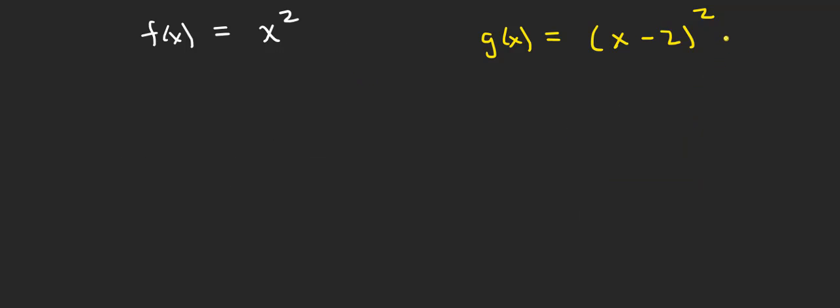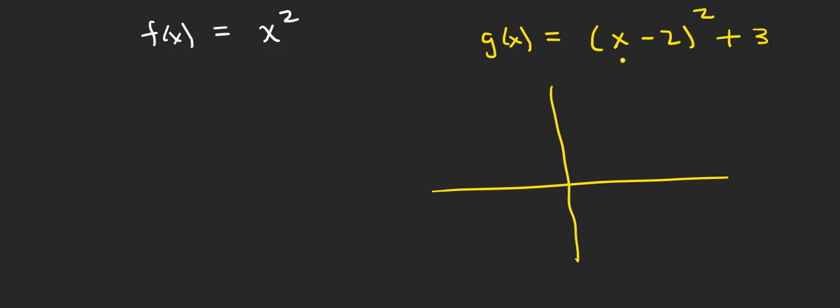Now, what if you add 3? How will this parabola look compared to x squared? Well, you are going to have a horizontal shift and a vertical shift. You are going to move to the right twice and go up 3. So when we talk about transformation of polynomials, we are going to use the same concept.